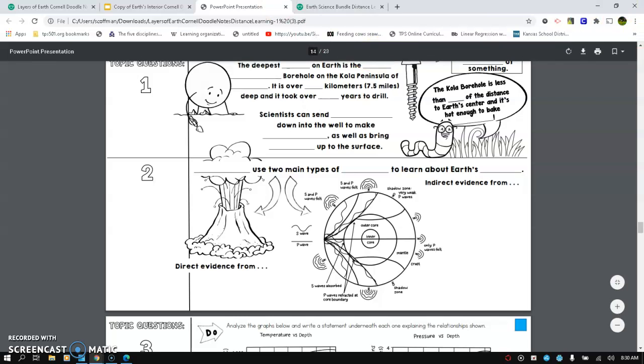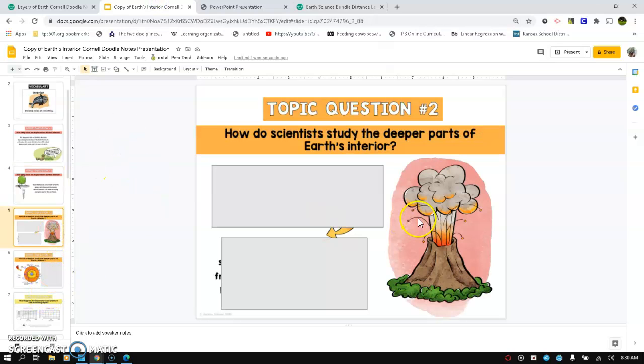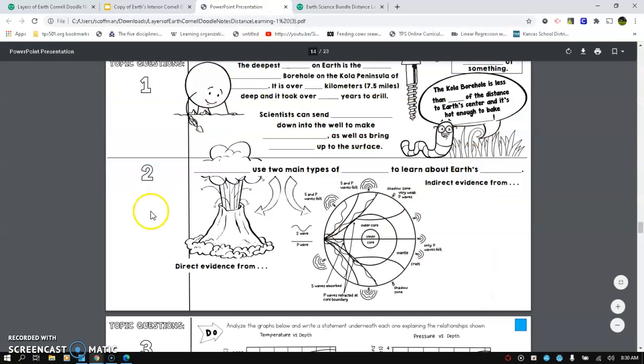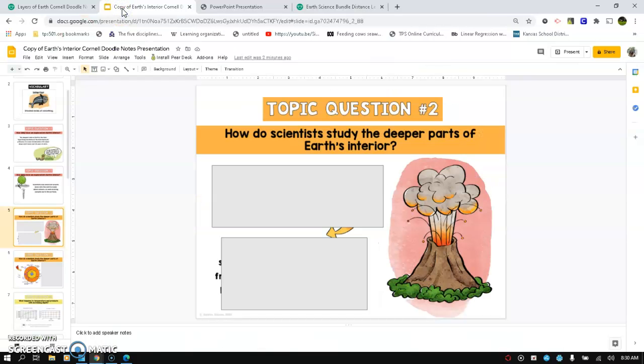Okay? All right. So the topic question, again, this is not intended to keep you from seeing it. It's just so that we can stay organized. How do scientists study the deeper parts of the Earth's interior? So that will go right here. Just click on that pretty pink box. It will click up and you'll just start typing. Okay, if you need more time, you can always just pause me.